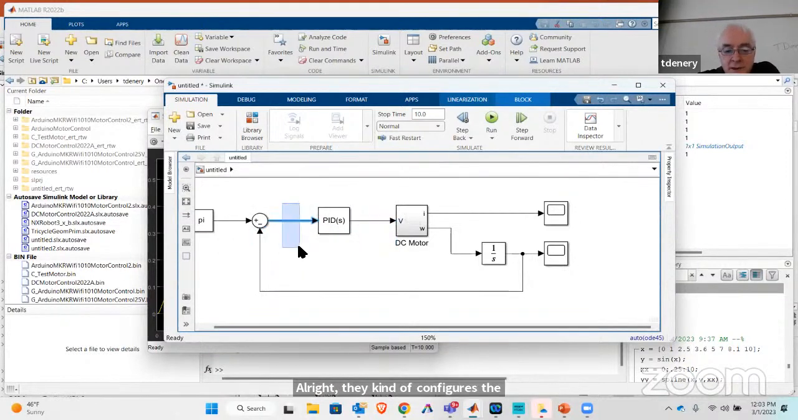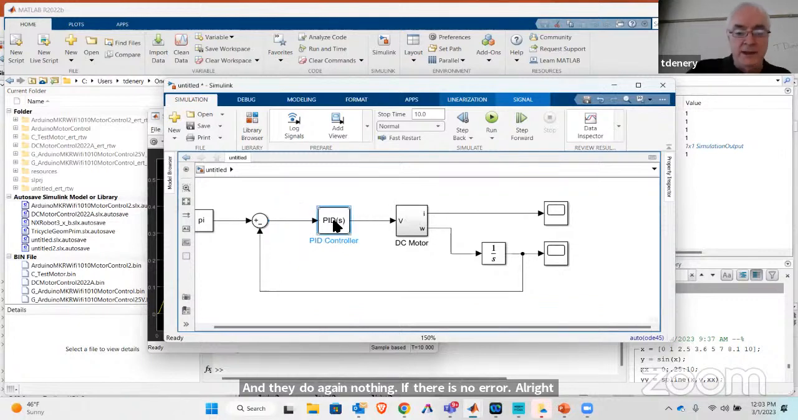All right? So the terminology we use is that you use feedback controls to eliminate error, right? And they do, again, nothing if there is no error, all right? So if it sends in a 0, it gives you a 0, right? But anyways, we've got a PID.